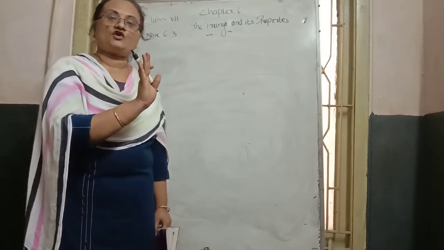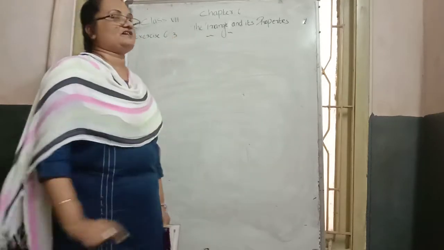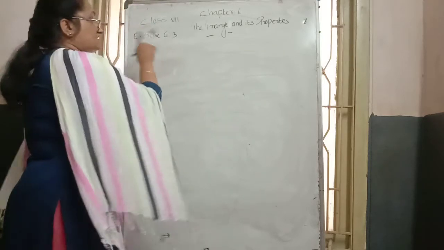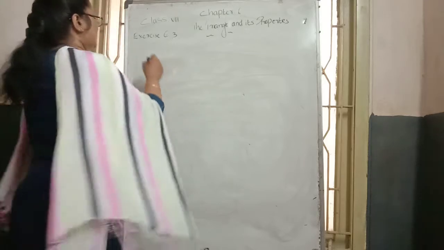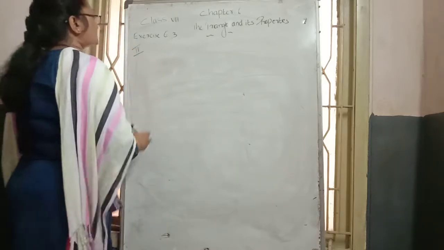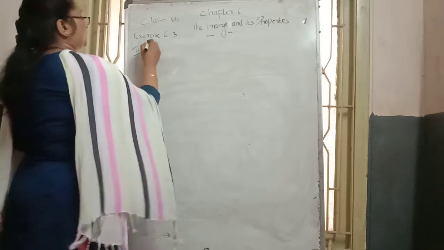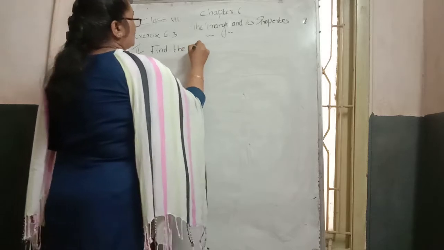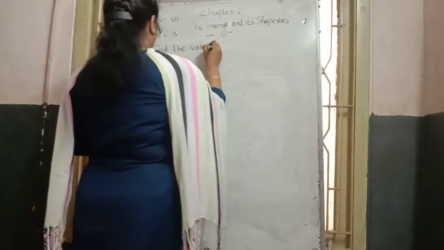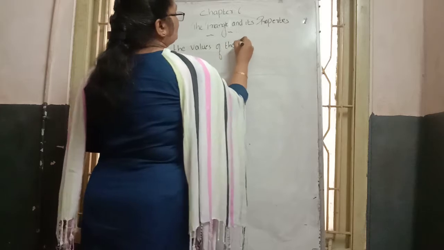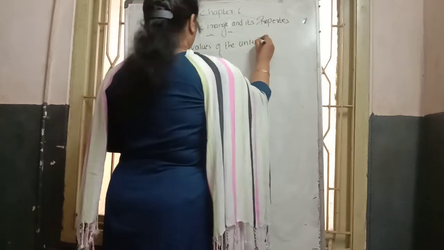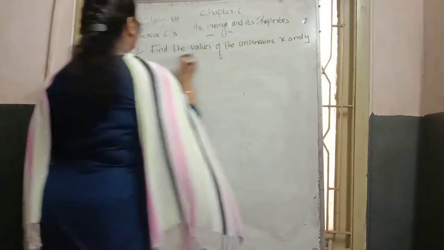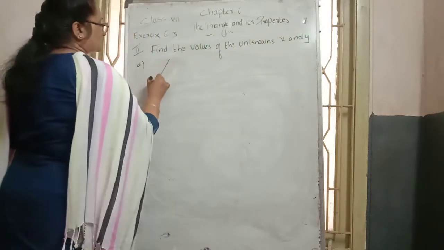Hi students, now we are going to discuss chapter 6, the Triangle and its Properties chapter. Exercise 6.3, second Roman numeral onwards, we are going to discuss. The diagram is given there. Find the values of the unknown x and y. This is a find-the-value type of question. A diagram is given there.